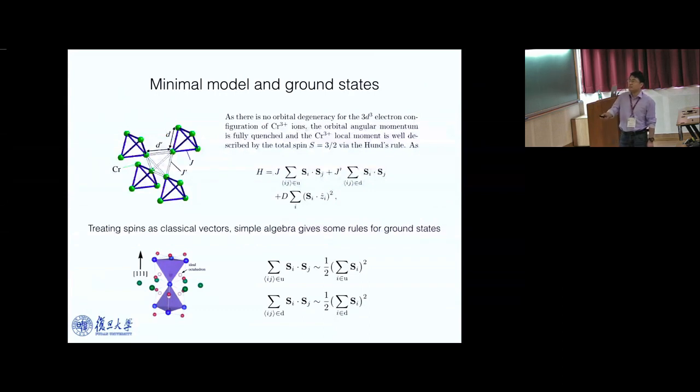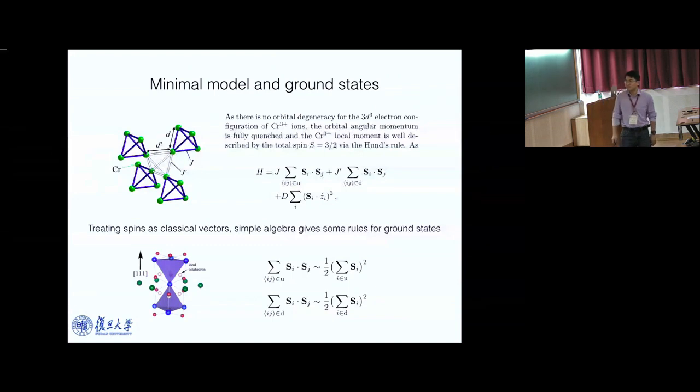So one can write down a minimal model, just considering Heisenberg exchange on this tetrahedron and this tetrahedron. They have different exchange couplings: one is J, the other is J prime. And in addition, there is a single ion anisotropy.